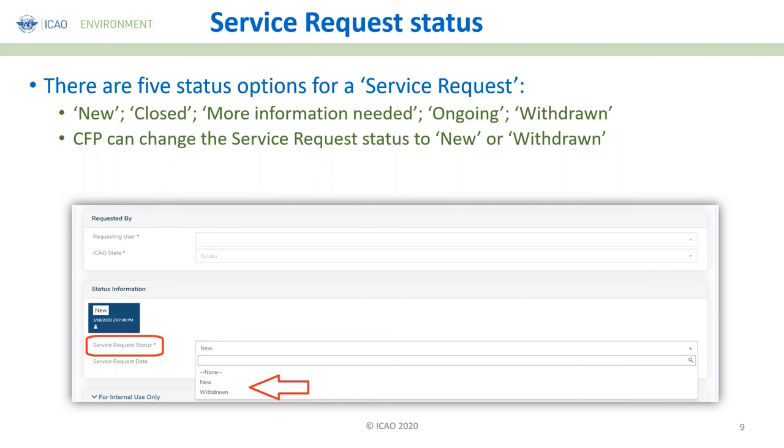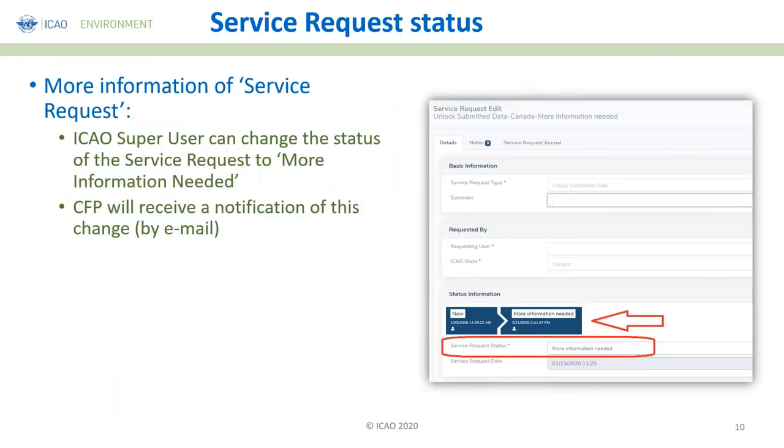But other statuses are only for the ICAO super user. The ICAO super user is the only one who can change the status to closed, more information needed, and ongoing. More information needed is pretty straightforward: when we need more information to take any action or to support you, we will change the status to more information needed, because by doing so, you will get an automated email message from CCR saying that we need more information from you. That status is there to set those automatic email notifications to the CORSIA focal point.